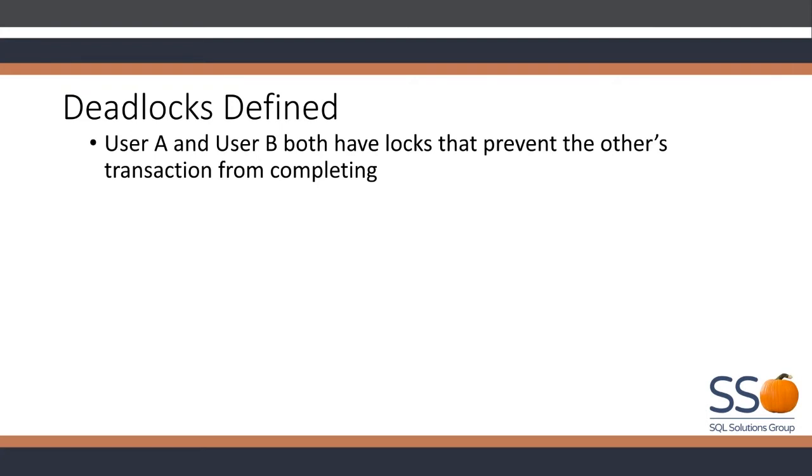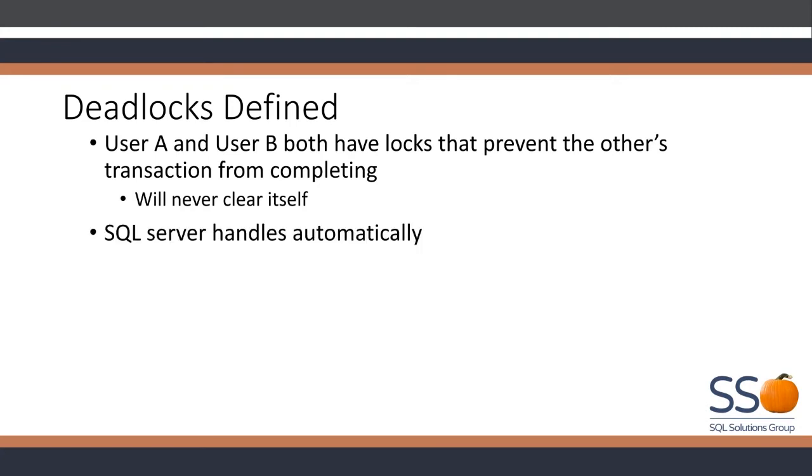User B just sits there and waits until user A is done. In a deadlock situation, user B also has locks that prevent user A's transaction from completing. So they're in this deadlock situation. Neither transaction can complete without the other one completing. This has to be a situation that will never clear itself. So in a normal blocking situation, whether that block lasts 2 seconds or 2 days, from SQL Server's perspective, it sees that as something that will eventually resolve itself. Eventually, user A will release their locks and user B will be able to do their work.